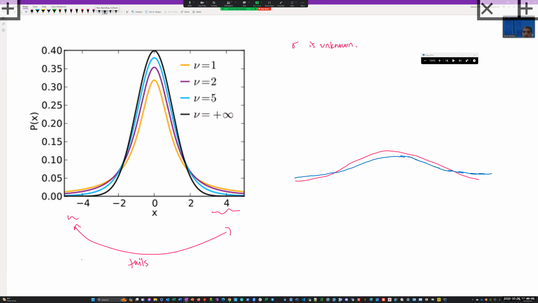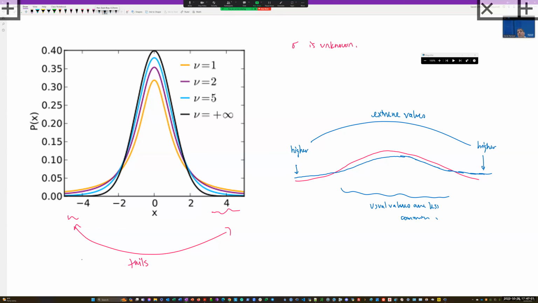Then what does this mean? This means you're saying there's a higher probability for extreme values, and more usual values are less common. A normal distribution would be saying the stuff over here is more common, it's higher probability, but over here is a lower probability. Is that correct?